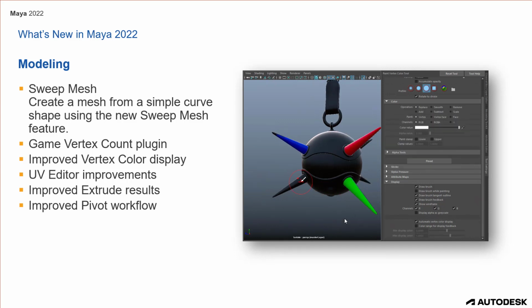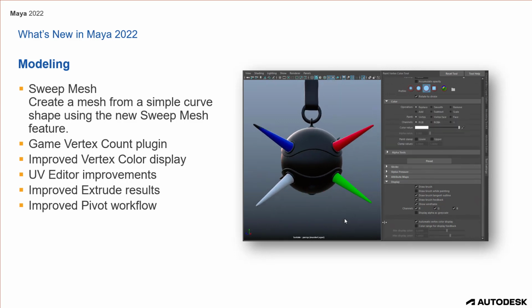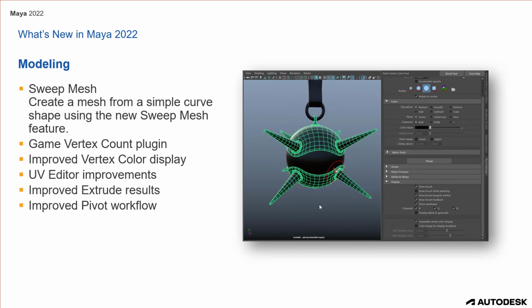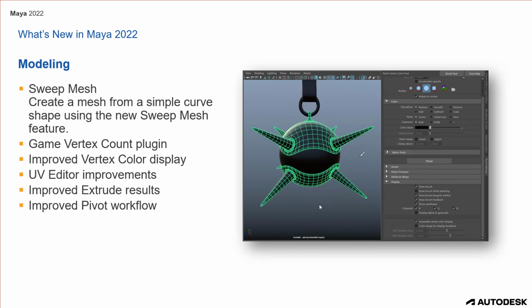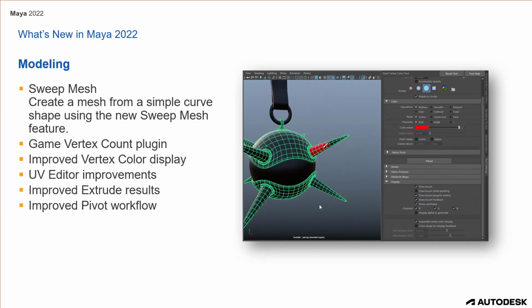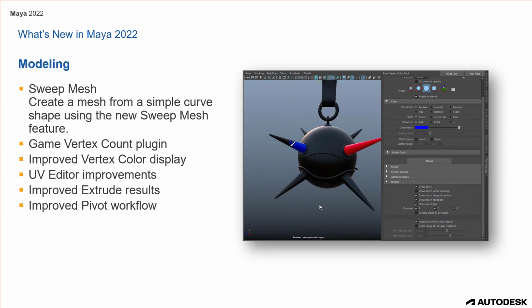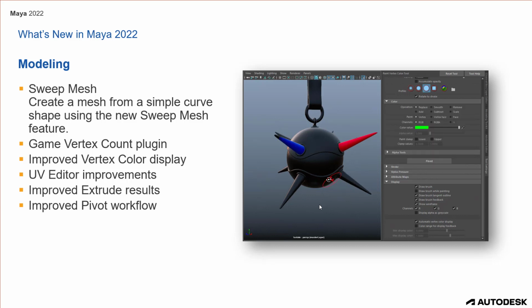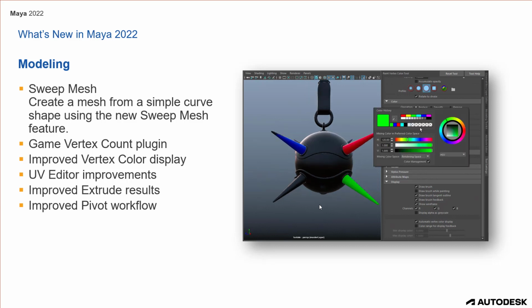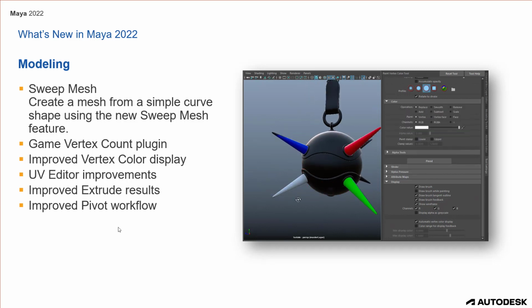Then there is an improved vertex color display. When you draw vertex colors, you want to isolate just the red, green, or blue component, because it's not about the colors, it's about the data. Sometimes I just want to see where there is a red component or a green component, to make sure I see which components I included with these colors.